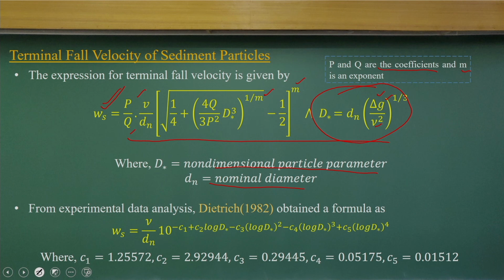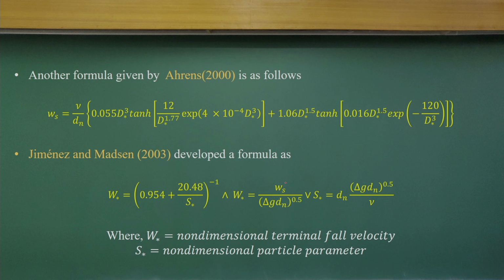In a similar way, from experimental data, if you know these D star values and these coefficients C1, C2, C4, C5, I can also compute. These are experimental data by Dey in 1982. There are different equations, but more or less the results of the equations do not differ very much. They are all empirical equations, and the computations of Ws don't vary much. You will get a range of values, but not much difference.